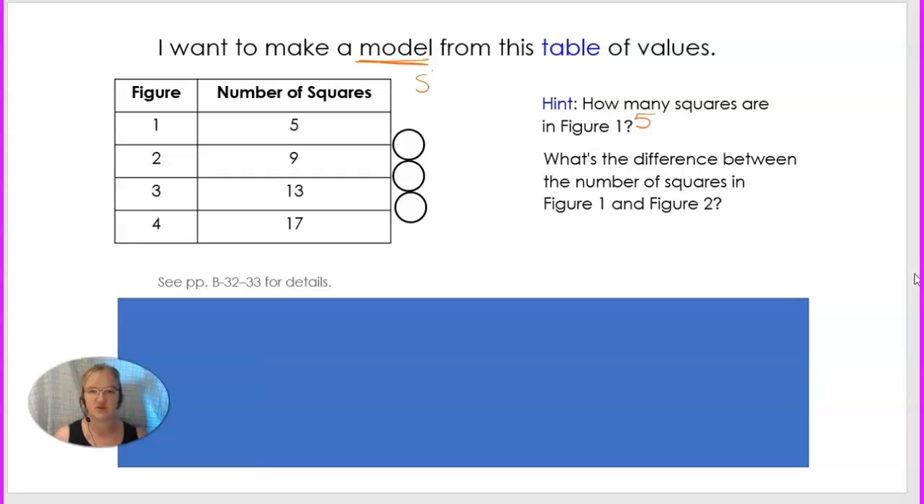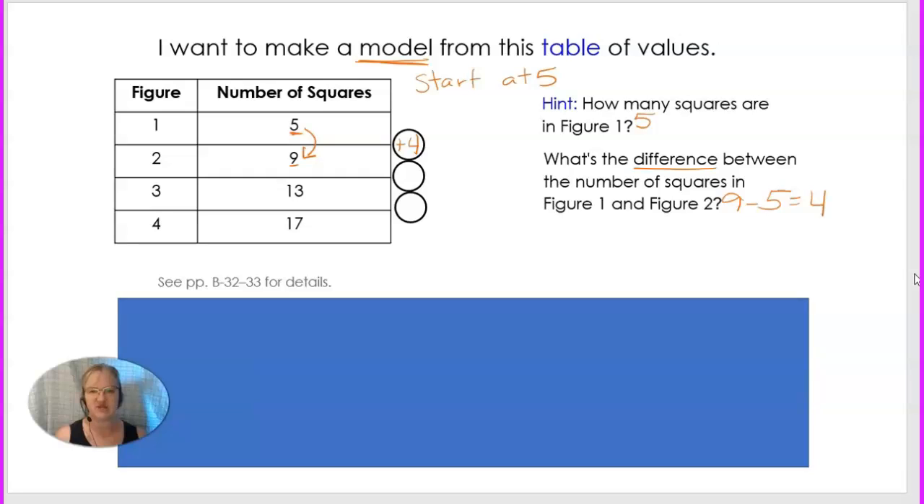So if we want to write the rule, we could say start at 5. And what's the difference? What does difference mean? It means we're subtracting, right? So if we want to find the difference between the number of squares in figure 1 and figure 2, we're going to take the bigger number, 9, subtract 5, and we will end up with 4. So looking at this, from 5 to 9, we need to add 4. Now wait a minute, you say, because we subtracted over here. We didn't add. That's right, because we took the bigger number and subtracted the smaller number. So we're going from the smaller number to the bigger number, so that means we have to add.